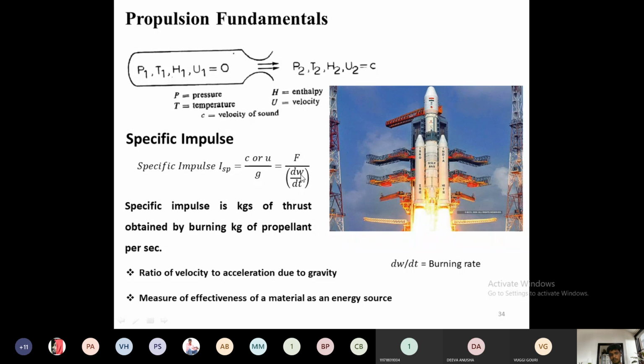In the general sense, we can say it is nothing but the mileage of that particular rocket. How much distance it has to travel, at what speed it has to travel, depends only on specific impulse, which is denoted by ISP. As per the definition, specific impulse is the kg of thrust obtained by burning kg of propellant per second. It is the ratio of velocity to acceleration due to gravity, the formula C by G, and a measure of effectiveness of a material as an energy source, an indication of mileage. This dW by dt is always called the burning rate.